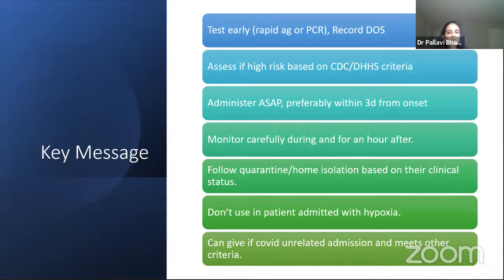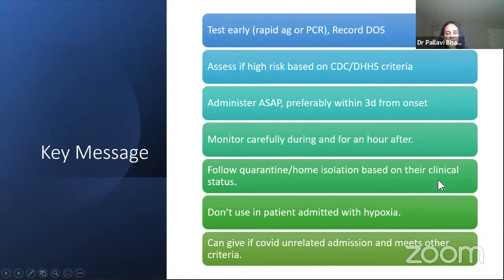And there are online tools available. There's an infusion locator finder for the population in the US. So they can go on the website, which is run by the Department of Health and Human Services, plug in their age and answer the questions they ask, and then it will not only tell you the location of the closest site to your residence where you can get an infusion, but also whether you qualify or not. So early testing, assess if they are at high risk, and administer it as soon as possible, and preferably within 3 days from onset. But the package insert will tell you you can give it up to 10 days from onset, as long as they're not hypoxic. And monitor carefully during the infusion and for an hour.